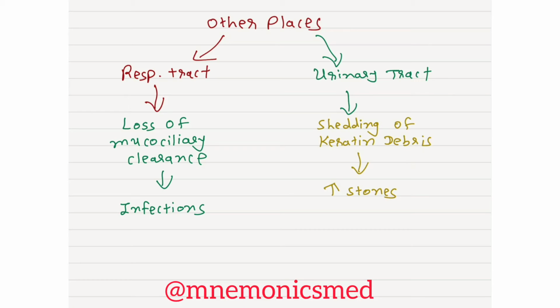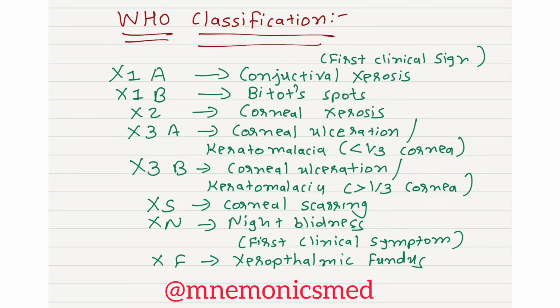Now we will learn about the WHO classification of vitamin A deficiency. X1A is conjunctival xerosis, the first clinical sign. X1B is Bitot spots. X2 is corneal xerosis. X3A is corneal ulceration, also called keratomalacia, involving less than 1/3 of the cornea. X3B is corneal ulceration, also called keratomalacia, but it affects more than 1/3 of the cornea. XS means corneal scarring. XN means night blindness, the first clinical symptom.